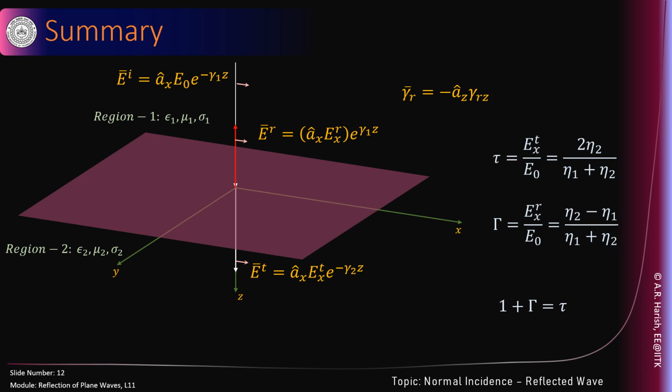And of course, we also know that 1 plus gamma equals tau. That's some equation, something which it's always good to remember.